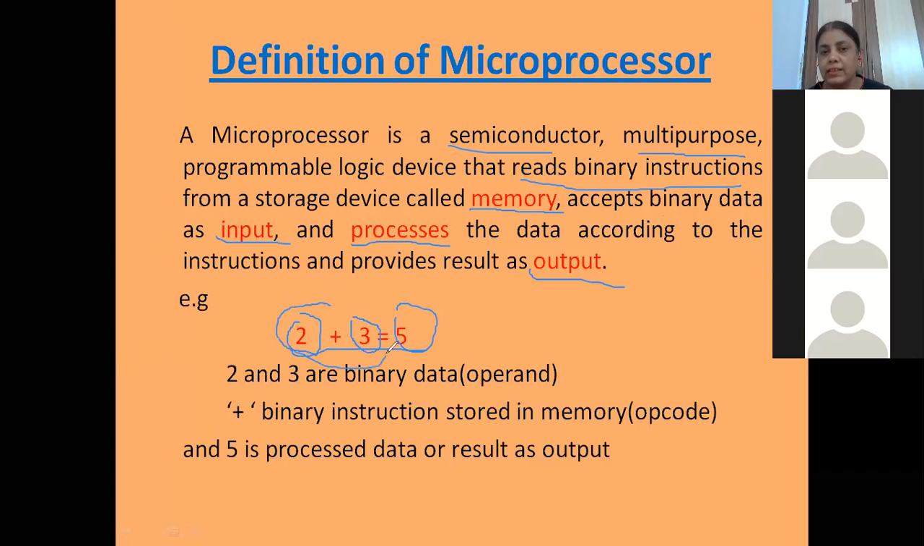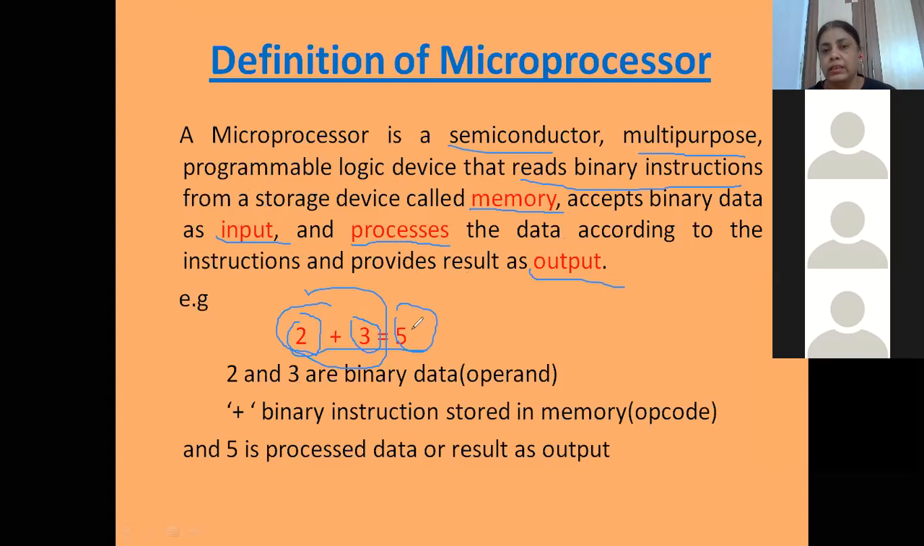And this processing and addition of these two terms is done by the processor and the data according to the instruction, and it provides a result. So this is the basic definition of a microprocessor, that it will take instruction from memory. Means you have already stored some instructions in memory. You are taking data 2 and 3 from the input device and process the data according to the instruction and it gives you the result. So with the help of this simple instruction, you can learn the definition of microprocessor.